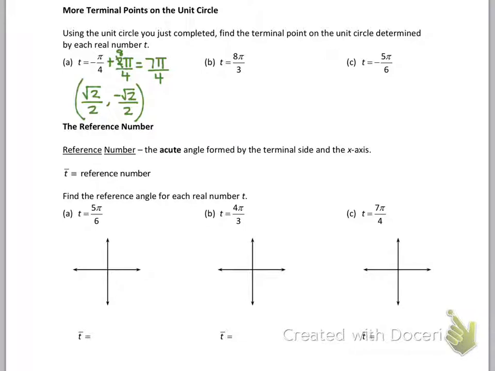Eight pi over 3 is actually greater than 2 pi, so we're going to subtract 2 pi from it, find a common denominator, and we get 2 pi over 3. 2 pi over 3 is on my unit circle in the second quadrant, and that terminal point is negative 1/2, comma root 3 over 2.